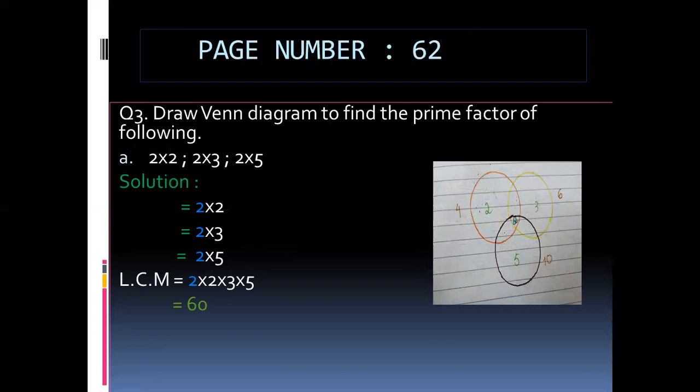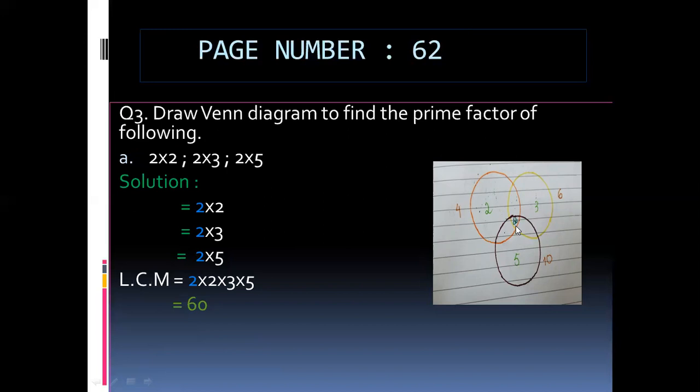Come to question 3. Now there are 3 sets of prime factors and question 3 also has 2 parts, A and B. The first set is 2 multiplied by 2, the second is 2 multiplied by 3 and the third is 2 multiplied by 5. 2 is common in all these 3 sets and I mention here 2. You see that the common portion of all these 3 circles is 2, and 2 is left in the first, 3 is left in the second set and 5 is left in the third set of the prime factors.